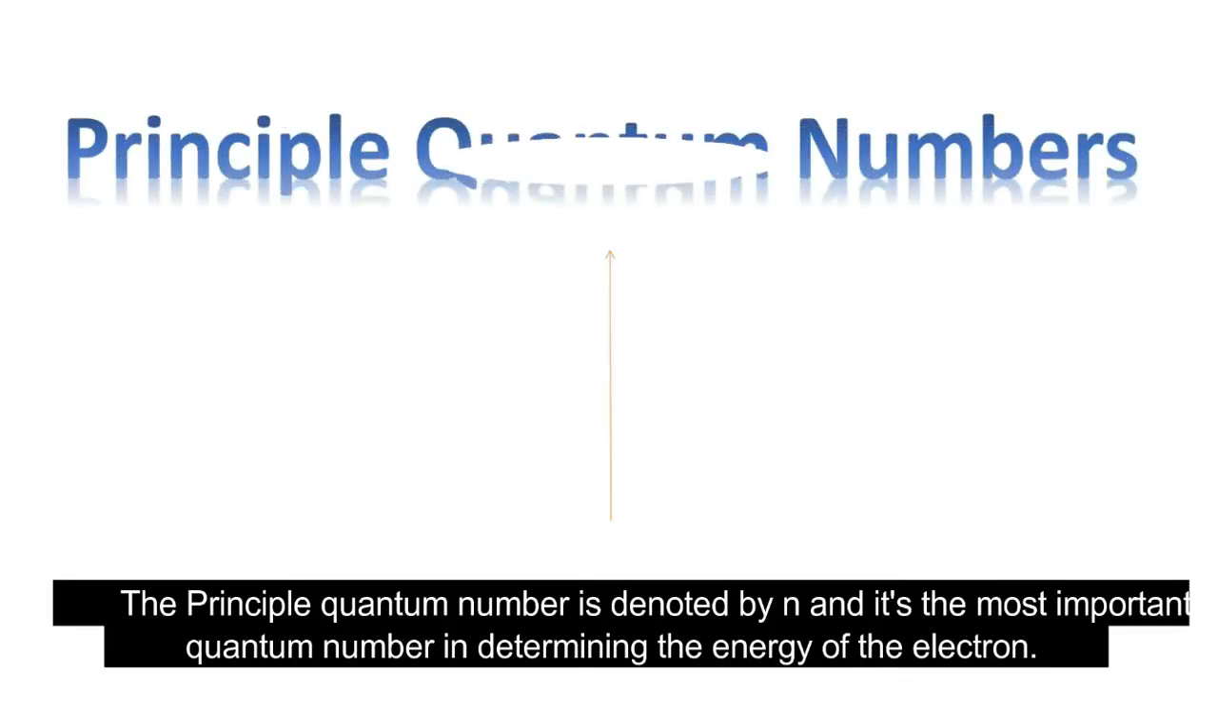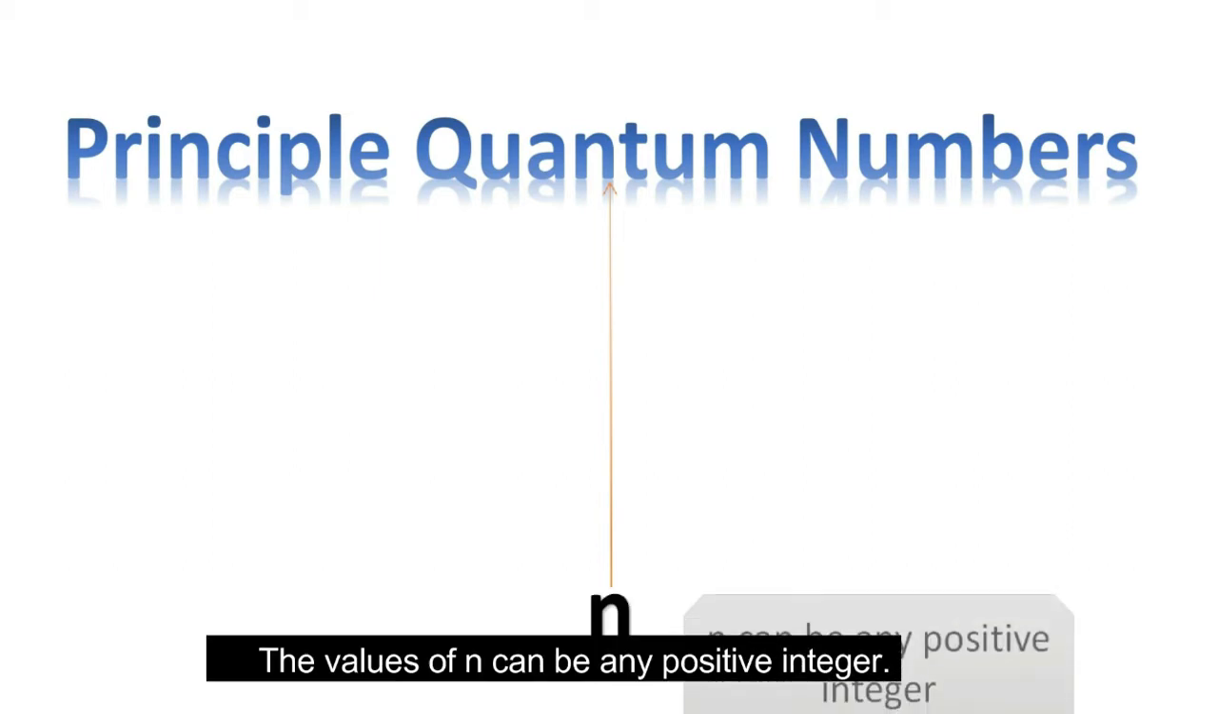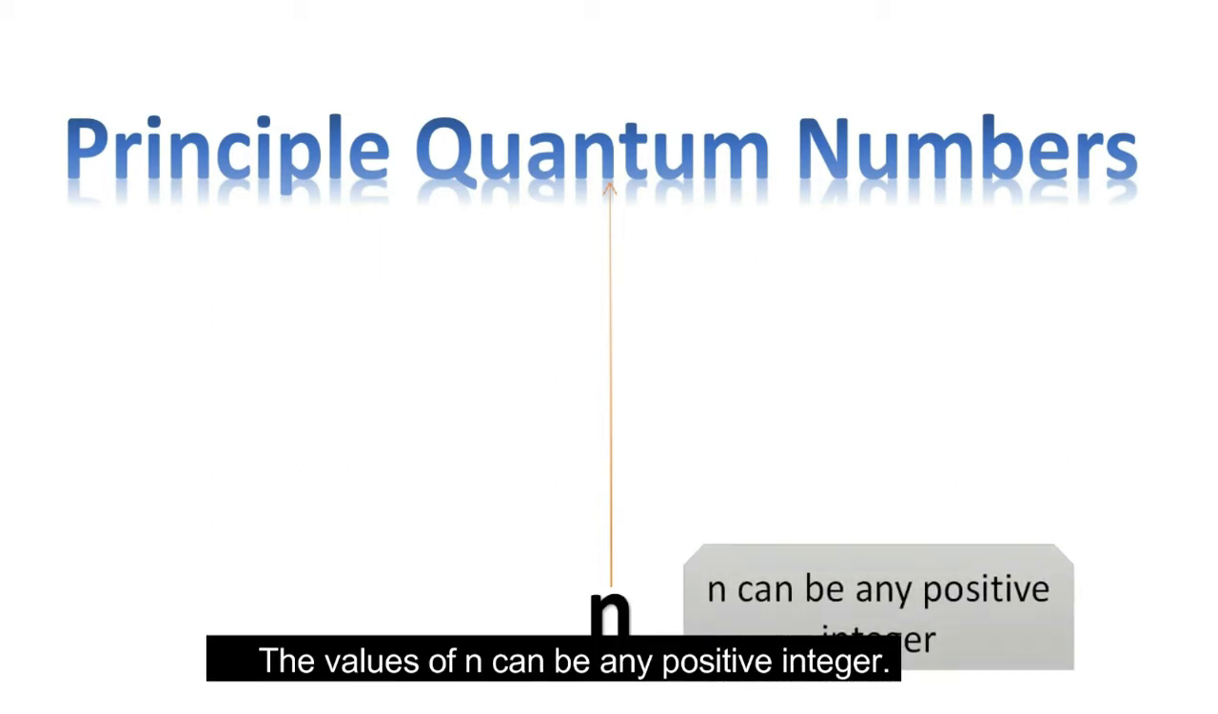The principal quantum number is denoted by n. n is the most important quantum number in determining the energy of the electron. The values of n can be any positive integer.